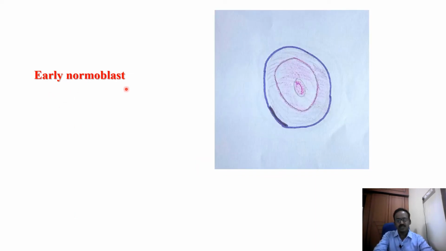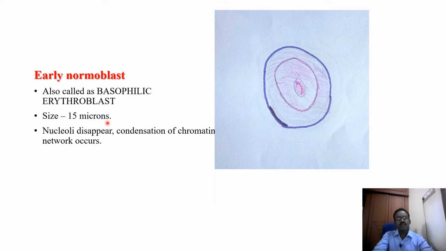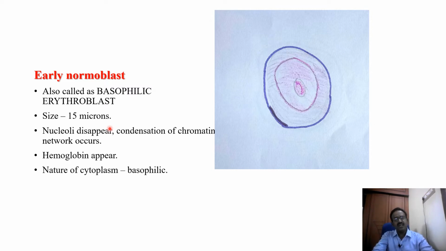Early normoblast is otherwise called the basophilic erythroblast. The average size of the early normoblast is 15 micron. The nucleoli disappear and condensation of the chromatin network occurs. It exhibits active mitosis in this stage, and hemoglobin starts appearing in this stage. The nature of the cytoplasm is basophilic.